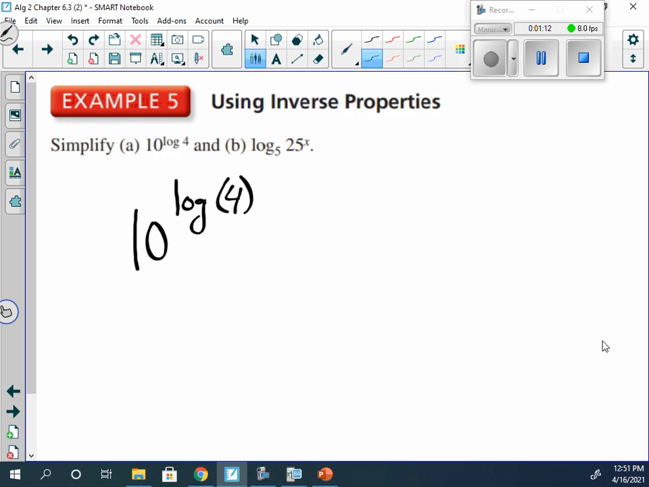So since we have 10 to the log base 10 of 4, the log and the 10 would simplify out, leaving us with 4. Because 10 to the log base 10 of 4 would simplify out to be just 4. Log is just logarithm. It is the inverse of an exponential function. So any questions on this so far?